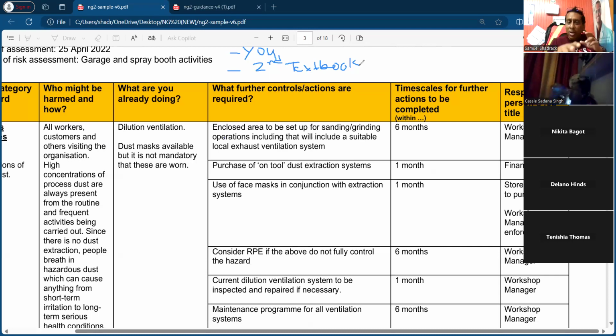Risk assessment. And what is this we are doing here? A risk assessment. So the second book is actually meant to do the RA on.